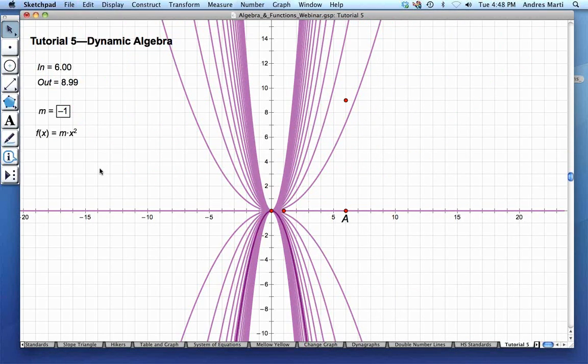And so anyway, it created 31 members of this family of functions between -3 and +3 for m.